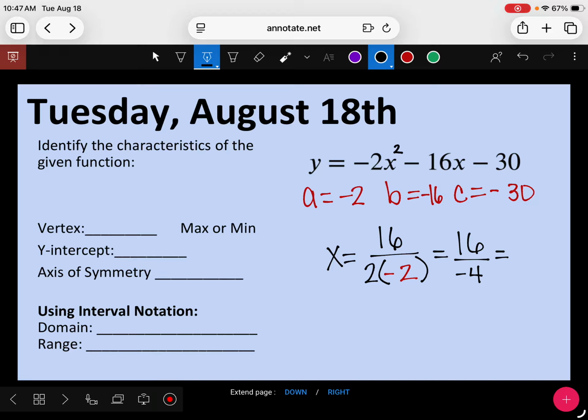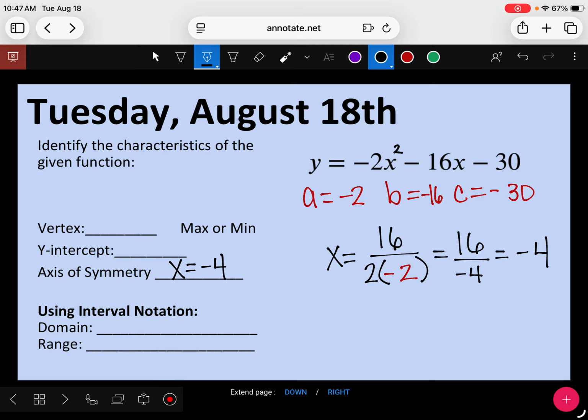What we are finding now is the axis of symmetry. 16 divided by negative 4. And who got negative 4? So we're going to put that right here.